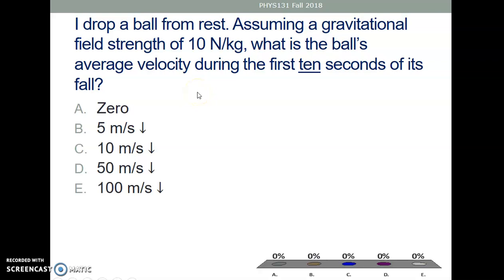All right. The answer is 50 meters per second. Think about it. It starts at 0. After 10 seconds, it speeds up to 10 times 10, or 100 meters per second. The average is going to be, you split the difference between those two. It's 100 plus 0 divided by 2, which is 50.